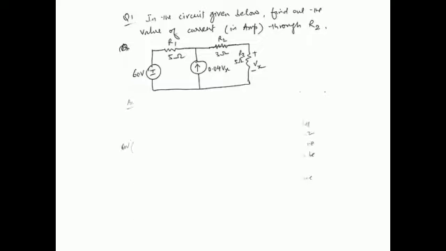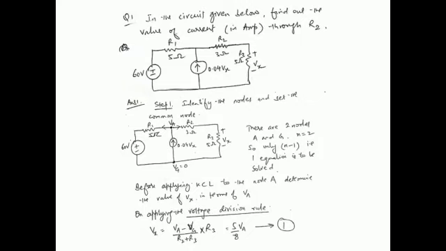So the first step that we need to do is to identify the nodes and set the common node. As you can see, there are two nodes in this circuit, A and G. If we consider n to be the number of nodes, we will get n minus 1 equations to solve. In this case, since n is equal to 2, we are going to get only one equation to solve.